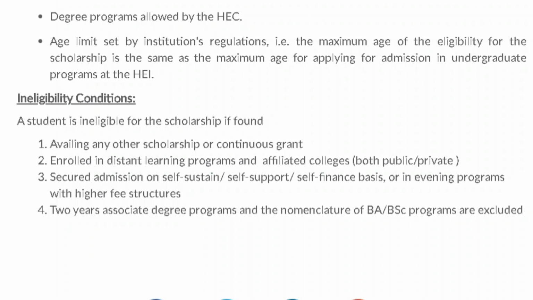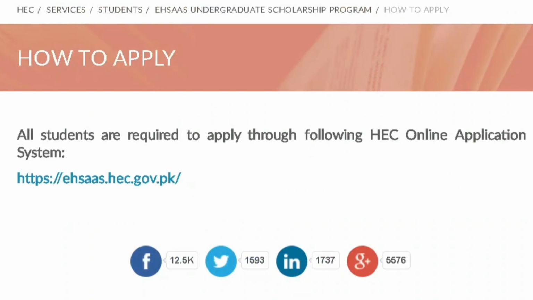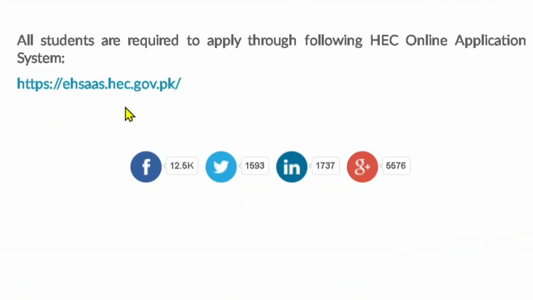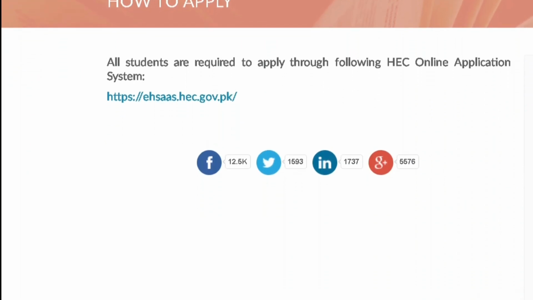So how to apply for this scholarship? To apply for this scholarship, you need to fill out the online application form on this web link, ehsaas.hec.gov.pk. Okay. And what documents are required for this scholarship?